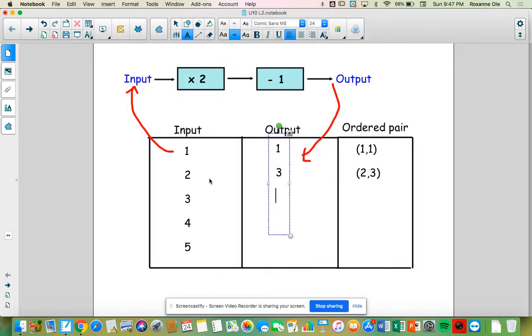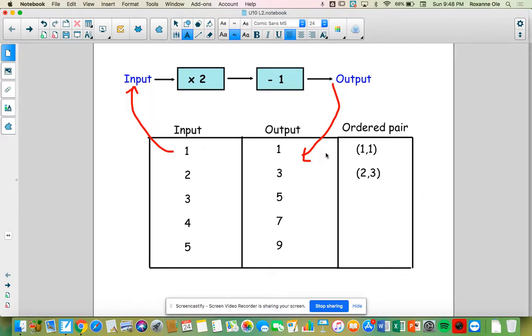Now what? 3 times 2 is 6, minus 1 is 5. 4 times 2 is 8, minus 1 is 7. 5 times 2 is 10, minus 1 is 9. You should also notice that there's a pattern going on here. It's increasing by 2 each time.